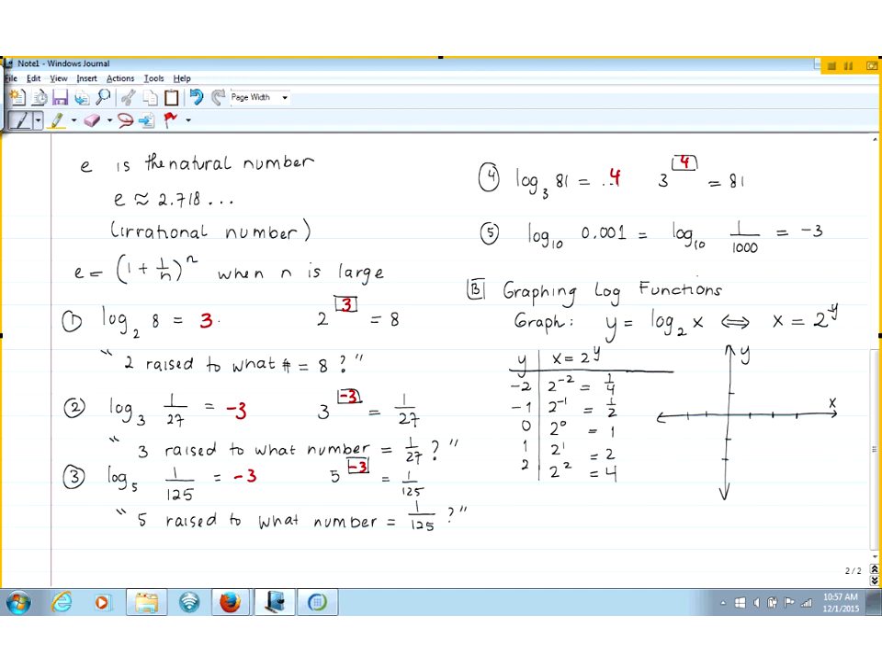Or actually, look at these. I made a mistake. Which one's x, which one's y? So be careful here. I almost made a mistake. Which one's x, which one's y? Yes, so it's better if we write it. So this is 1/4, -2, and then 1/2, -1, 1, 0, 2, 1, 4, 2.